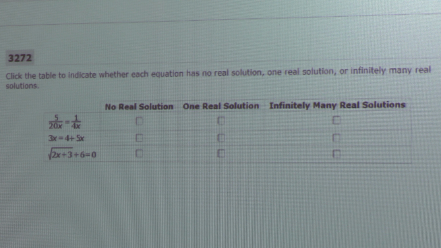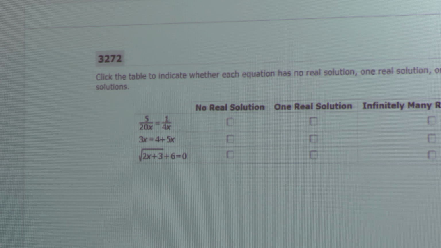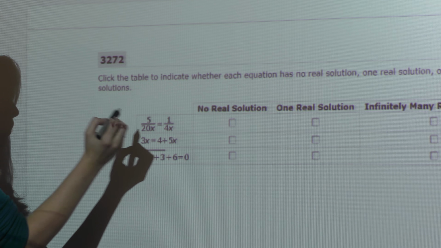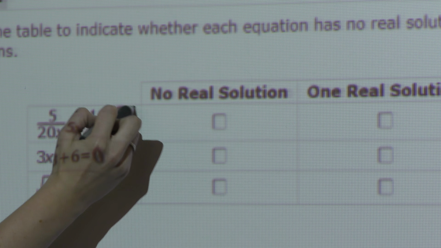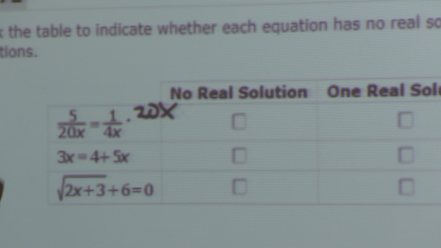Is there any way I can make them not fractions? Well, sure. We have a couple of different ways to do that. Right now, we know that 5 is being divided by 20x, and 1 is being divided by 4x. The opposite of division is multiplication, so we can certainly get rid of our division with multiplication. So are you saying that I could multiply this by 20x? As long as you do it to both sides.